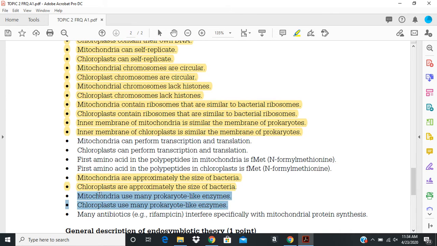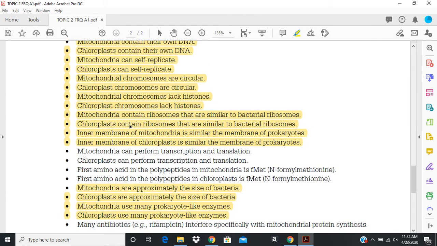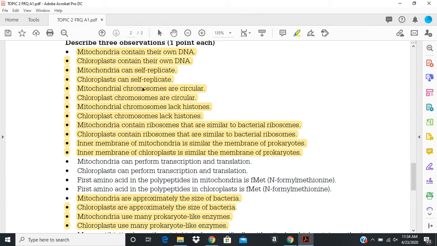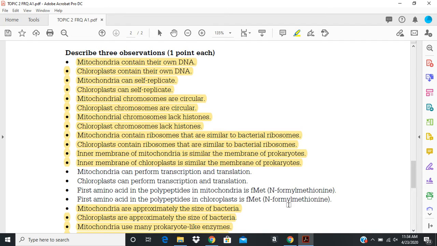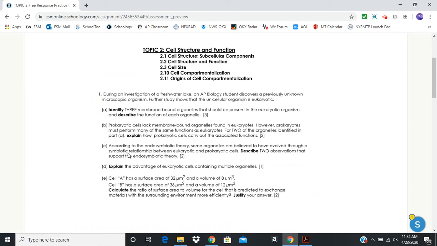They use a lot of enzymes similar to prokaryotes. That's fair game too. Okay, so pretty much as long as you mentioned instead of 3, we had you just mention a few observations. That was it. So 2 observations that support this. So there you go. They have their own DNA. They self-replicate. They have double membranes, okay, separate enzymes.